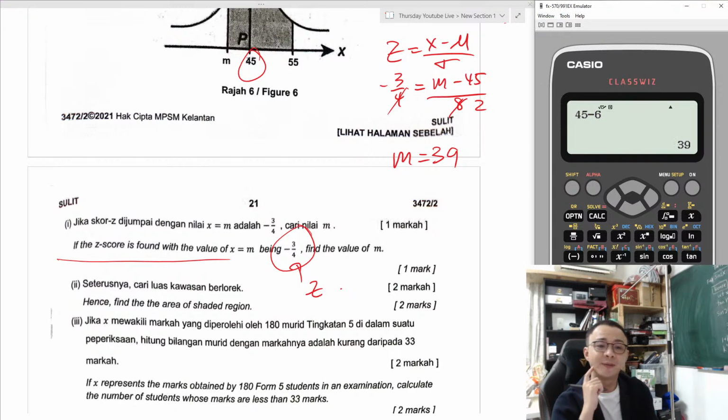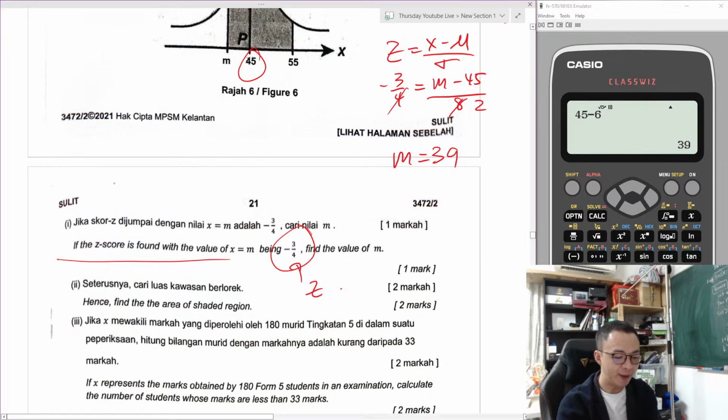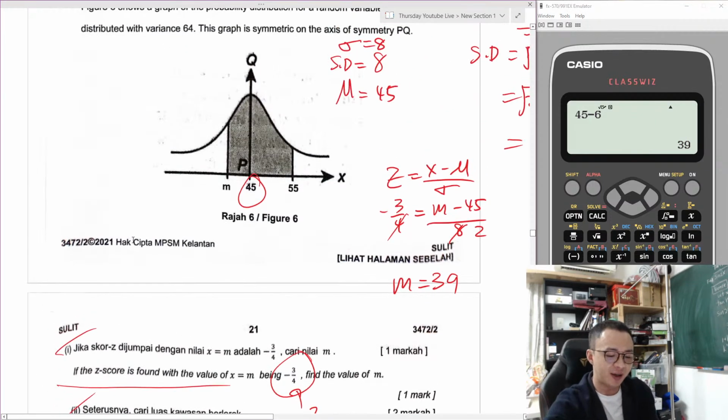Yeah, it's 39. Okay, so yep, 1 mark only. B. Hence, find the area of shaded region. So I want to find the area of shaded region.